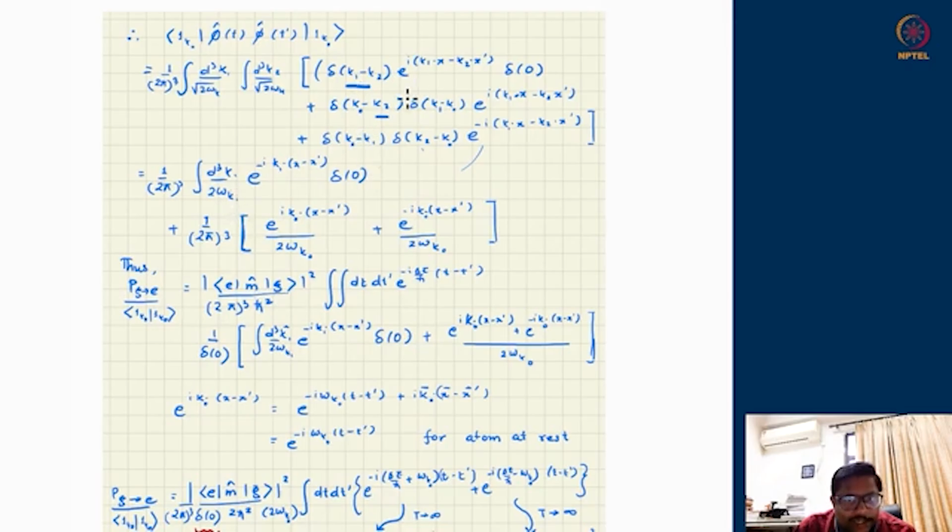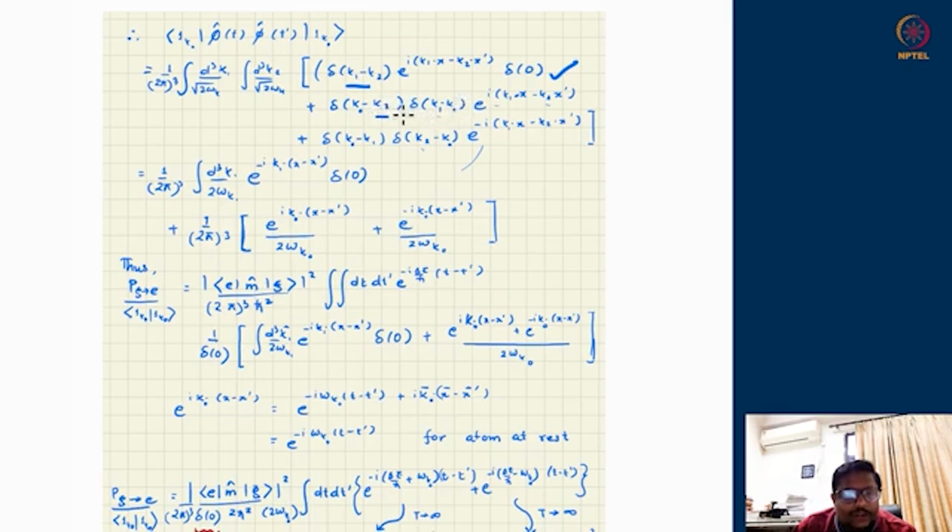I will get the first term as e to the power iota k1, now a common thing, dotted with x minus x prime, and the delta 0. So this integral will contribute that. In the second integral k2 will be put to the value k naught, so in the exponential k2 will take the value k naught. But you see even the k1 integral has a similar thing, that k1 will be put to the value k naught as well. So both the integrations can be done in this middle term, and it will put all the k1 and k2 to the value k naught.